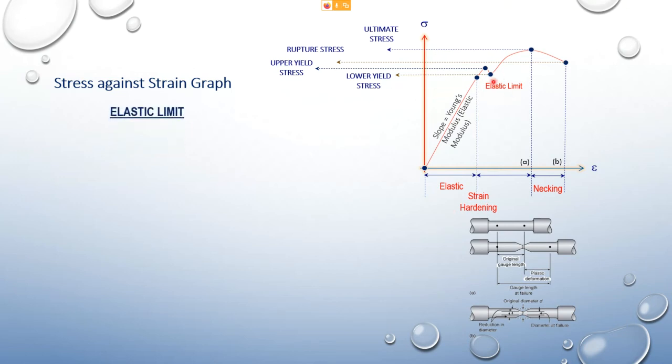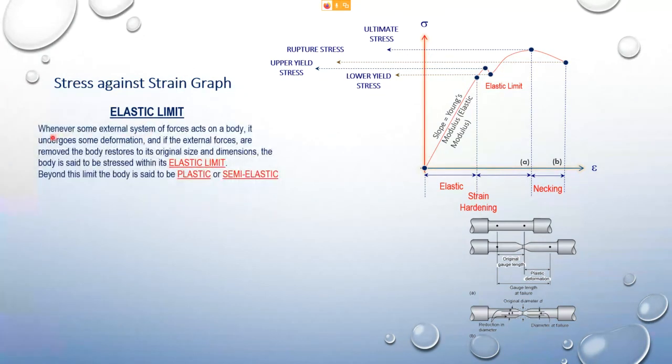Now, first thing is elastic limit. So I have the definition for elastic limit here. Whenever some external system of forces acts on a body, it undergoes a certain amount of deformation. Deformation means elongation, extension, increase in length, or contraction or compression. In this case, we are referring to a tensile test. So the deformation here will be referring to elongation, extension, or increase in length.